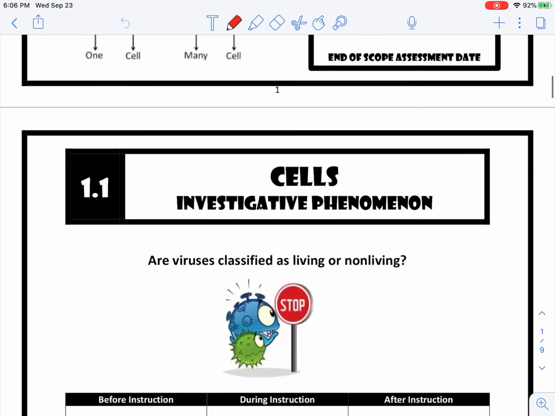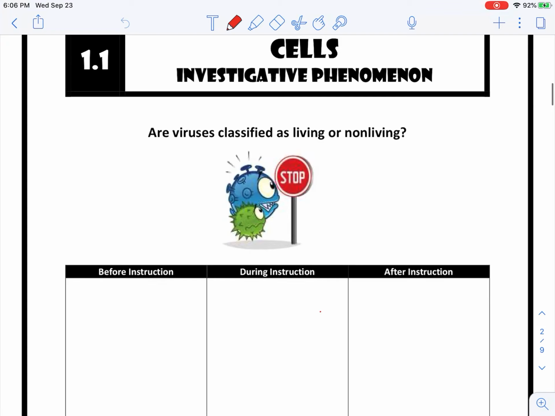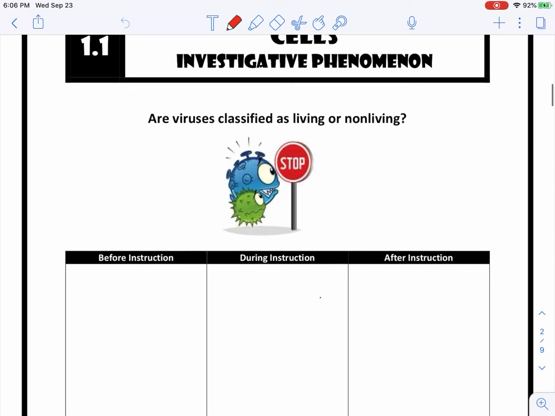All right, so the first thing we did is we always start with our question, our investigative phenomenon. In this case, it's, are viruses classified as living or non-living? So first we had to learn what makes something living versus non-living. And then we have to learn a little bit more about what viruses are and what makes them up to know if it's living or not.